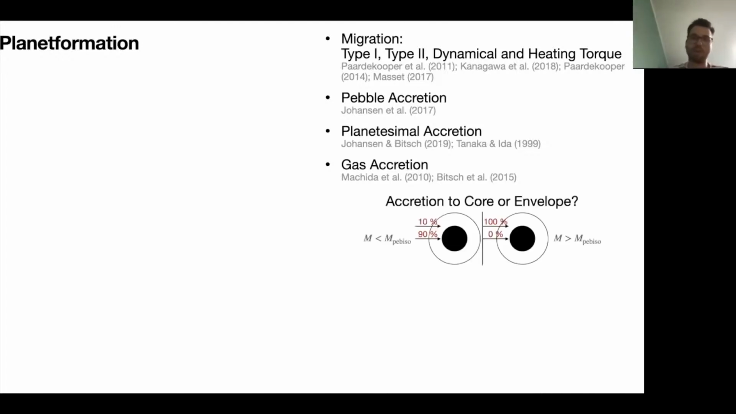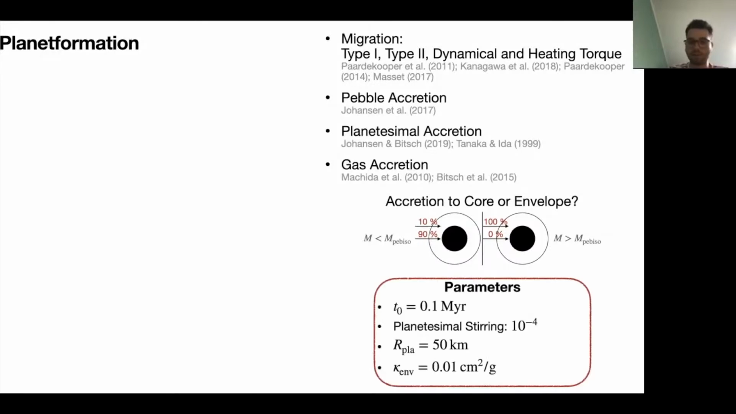Before we reach the pebble isolation mass, we will accrete 90% of the material into the core and 10% into the atmosphere. When we reach pebble isolation mass, which basically stops the solid accretion, we accrete nothing into the core, but everything into the atmosphere.